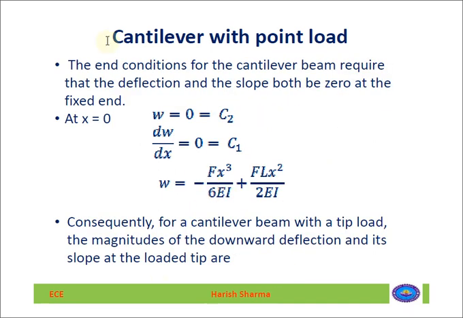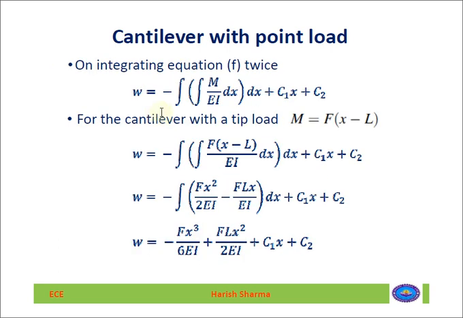Then at the end condition, the cantilever beam requires that the deflection and slope are both 0, because it's a fixed point of the cantilever beam. At that point, x equals 0, the deflection w will be 0, and the slope dw by dx will also be 0. If w is 0, from the previous equation we can write c2 is 0 at x equal to 0.